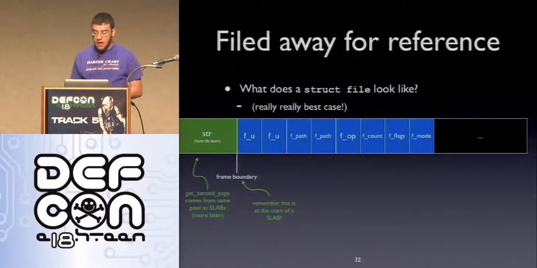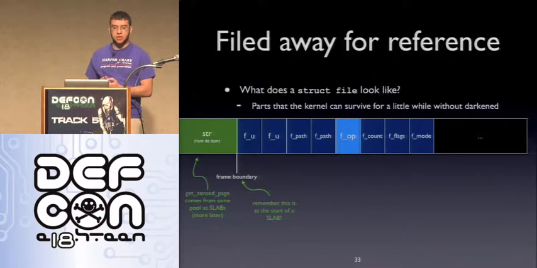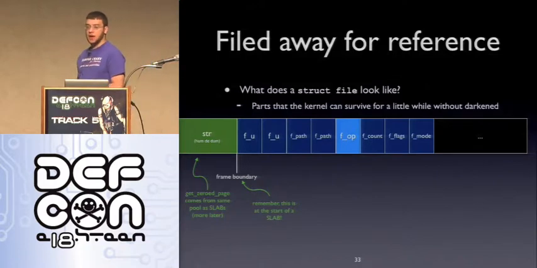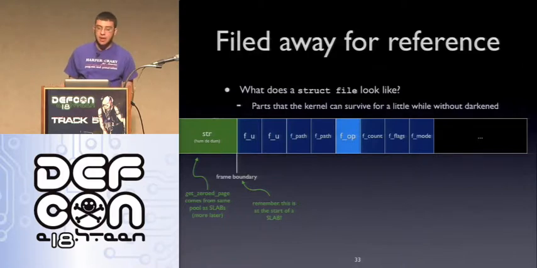Okay, so what's a struct file look like? This is what it is. But I've darkened this time the parts that the kernel can survive for a little while with being smashed. The kernel isn't going to survive forever. If you do a lot of operations on this file, it's going to be bad. If you exit the program, it's going to be bad. If you don't clean it up later, it's going to be bad. The kernel's probably going to crash.